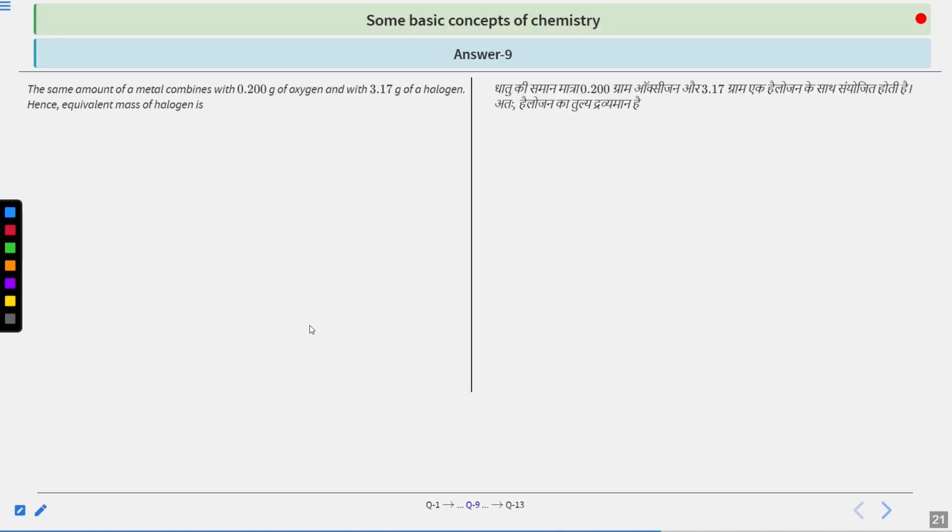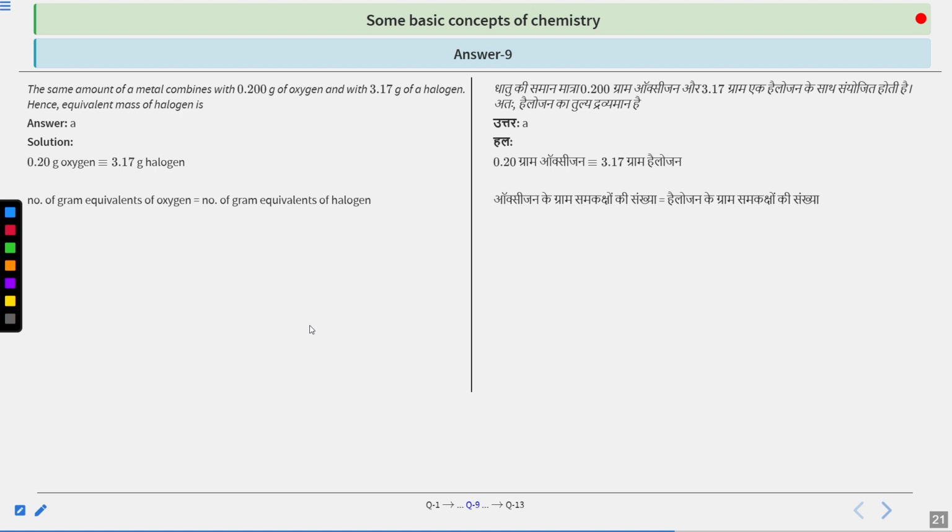So, it is said that we are taking the same amount of metal and we are reacting it with oxygen and halogen both. For oxygen, we are reacting it with 0.200 gram, and for halogen, we are reacting it with 3.17 gram. So, what is the equivalent mass of halogen that we have to calculate? The correct answer is A. According to this, we know that the equivalents of oxygen and halogen are equal. So, 0.20 gram of oxygen will be equivalent to 3.17 gram of halogen.